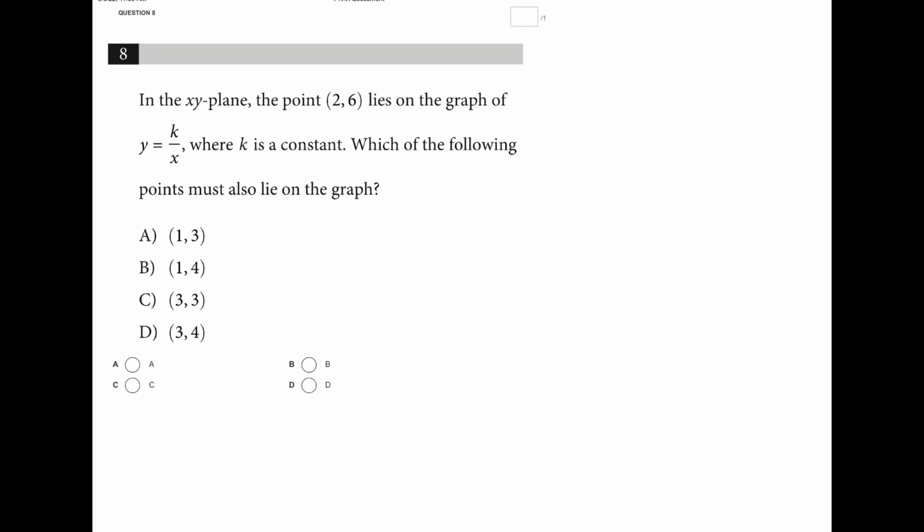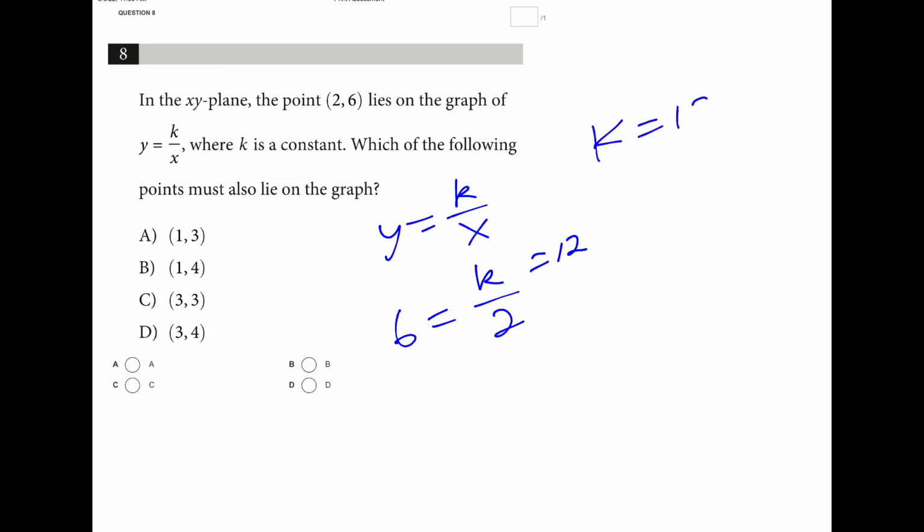So if we plug these values into the equation, so we're looking at y is equal to k over x, and we plug in 6 for y, and we plug in 2 for x, what will make this true? The only way to make this true is to have k equal to 12, because 12 divided by 2 is 6. So k is equal to 12.